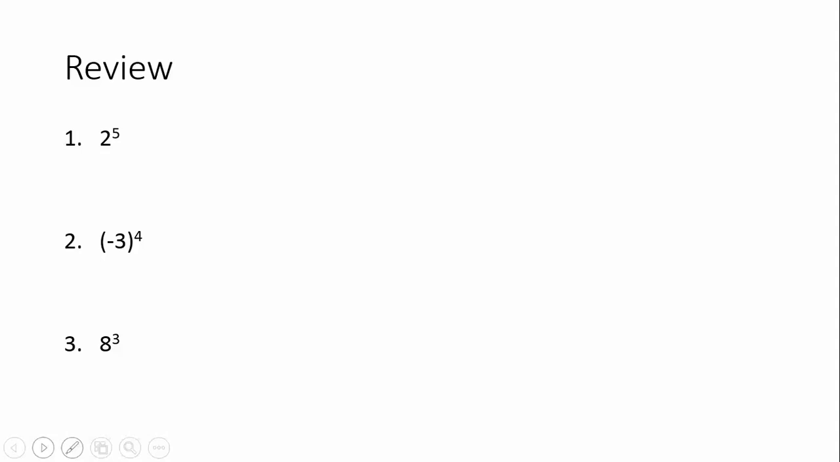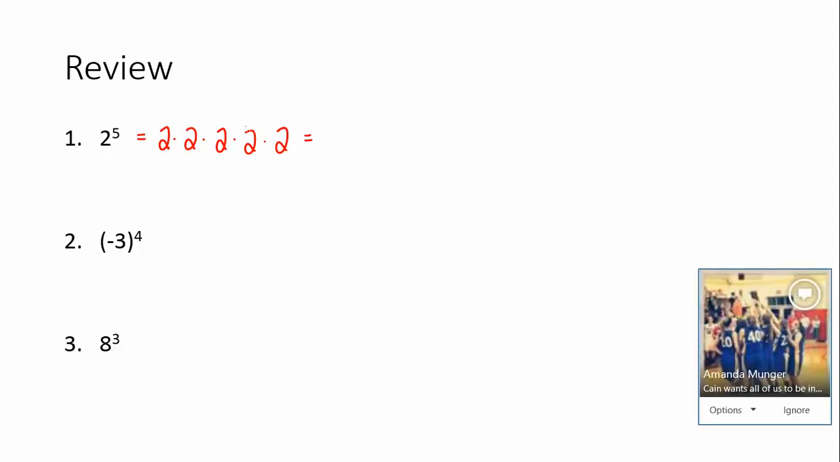Example 1, we have 2 to the 5th, and hopefully you remember from your work with exponents in the past that the 5 indicates we are going to multiply the base, which is the number 2 in example 1, 5 times. So that's 2 times 2 times 2 times 2 times 2. And when you multiply that out, 2 times 2 is 4, times 2 is 8, times 2 is 16, and times 2 is 32.